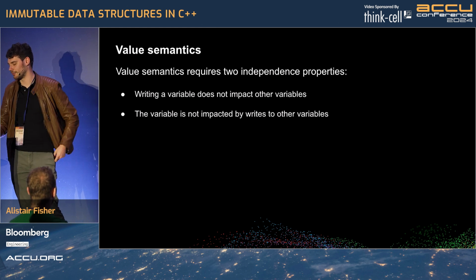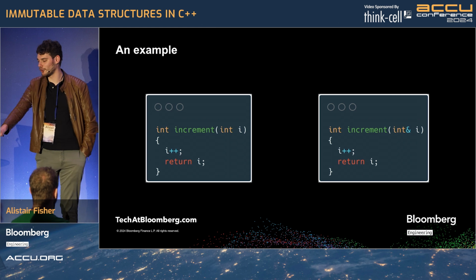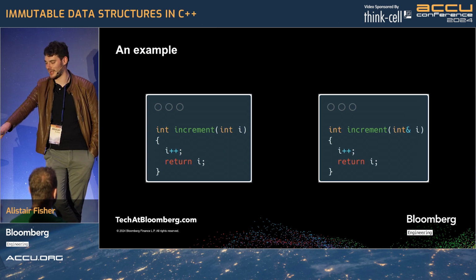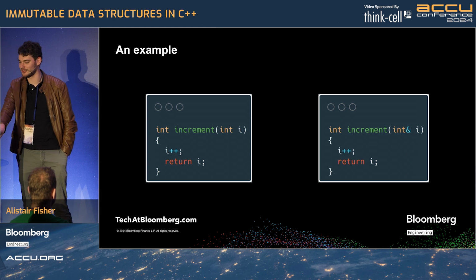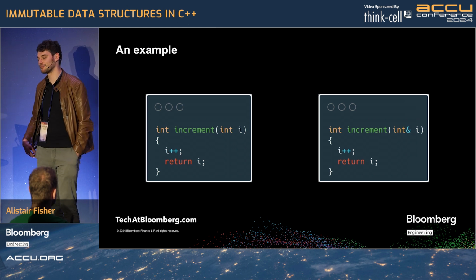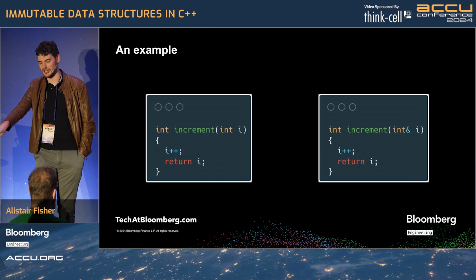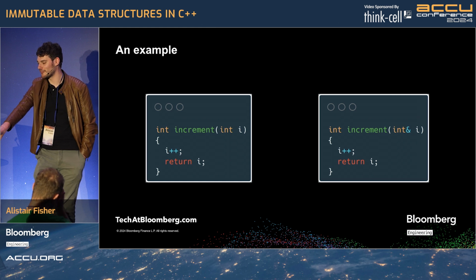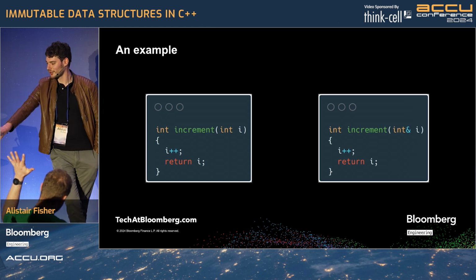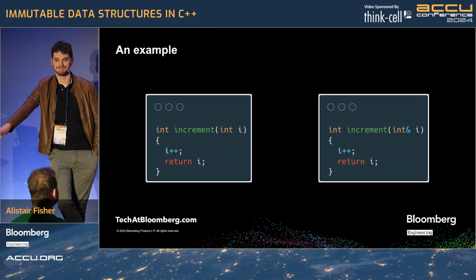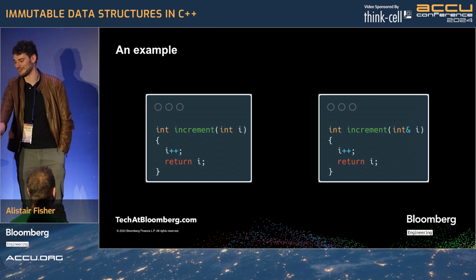But let's look at some other examples. I've got two functions here. They're called increment. They are very, very similar. They take in an int, either by value or reference. They increment it, and then they return it. So really, it's only one character of difference, right? Who prefers the code on the left? Who prefers the code on the right? Good. That's what I was hoping for.